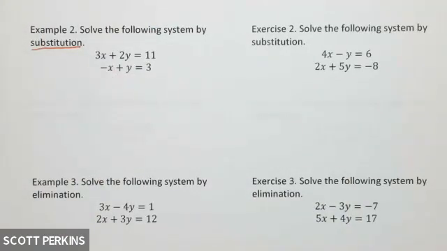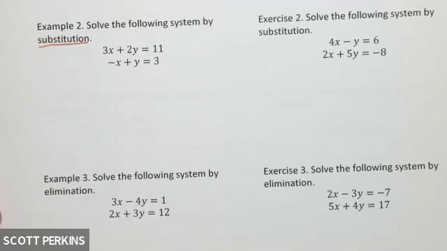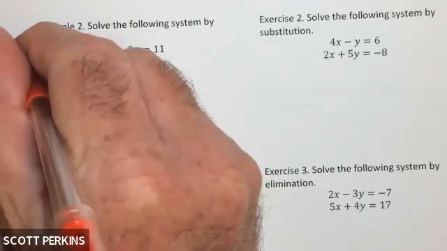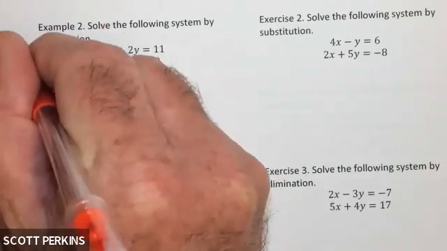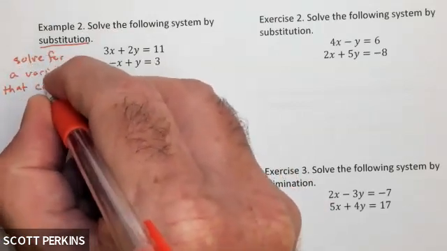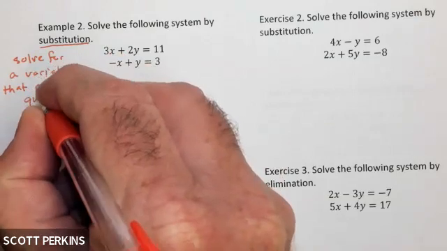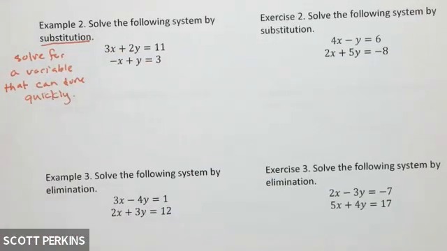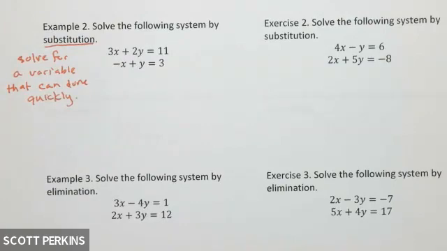And in the substitution method, our goal is to substitute into one equation the value of one of the variables from the other. In case you're not familiar, it's been a long time since you've done this, I'm just going to write this down. We're going to solve one of the equations for a variable that can be done quickly. If there is not a variable that you can solve for quickly and easily, then the substitution method is not the right method to use. Okay.